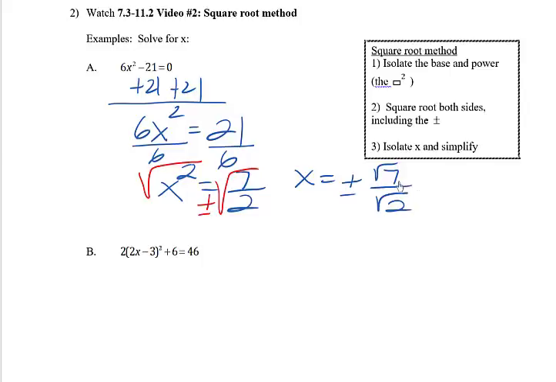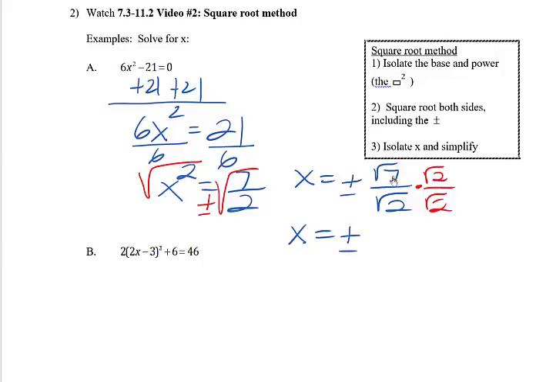Let's see. I should check to see if I have any perfect square factors, but I don't. None of the perfect squares go into 7 or 2. The only last issue is the fact that I'm also not allowed to have square roots in the denominator here. So remember that trick. That's the one where I multiply top and bottom by the square root I'm trying to get rid of. That should do it. My final answers, x equals plus or minus.